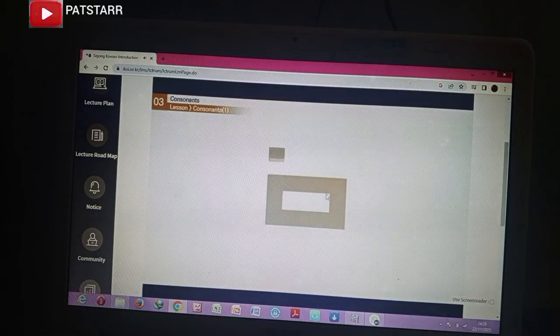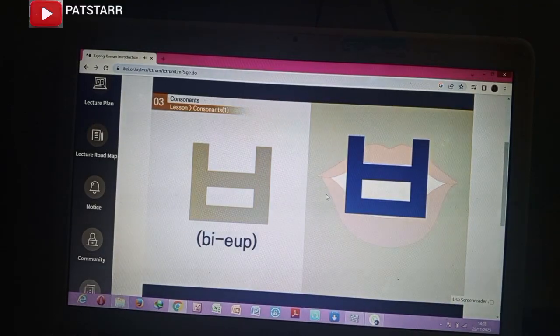Next, if we add strokes to mium, we can make the character piup. Piup, like mium, is pronounced by putting your lips together first and then opening them. While mium is a nasal sound, piup is not. Listen carefully.